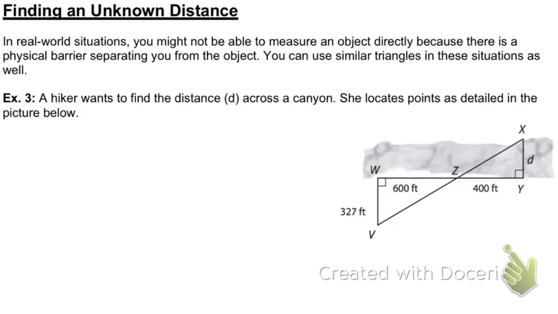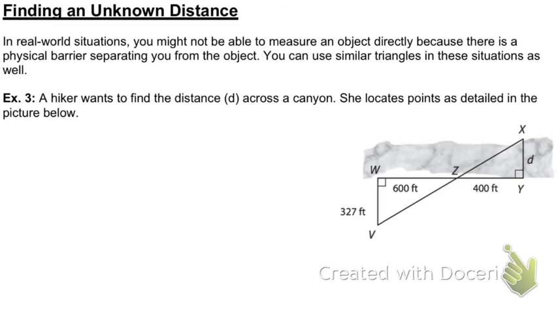Okay. Last page of these notes. In real-world situations, you might not be able to measure an object directly because there's a physical barrier separating you from the object. You can use similar triangles in these situations as well. A hiker wants to find the distance D across a canyon. So X to Y is the distance across the canyon. This hiker locates points as detailed in the picture below.